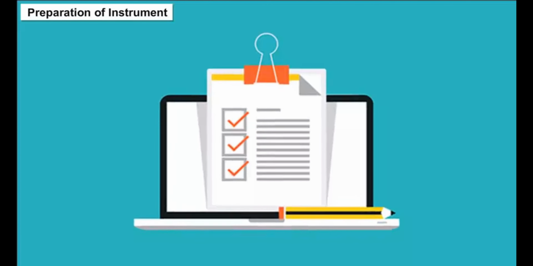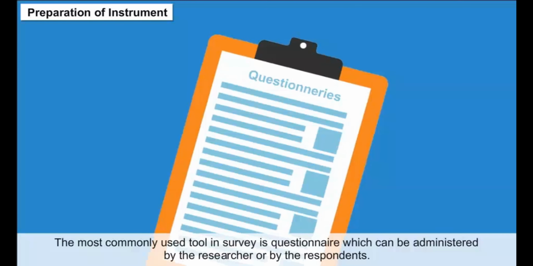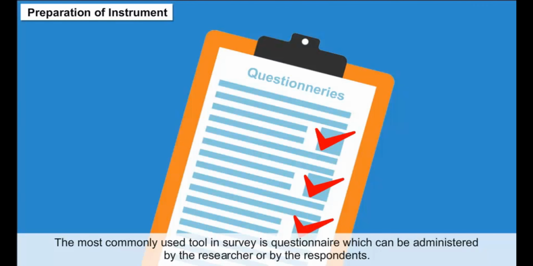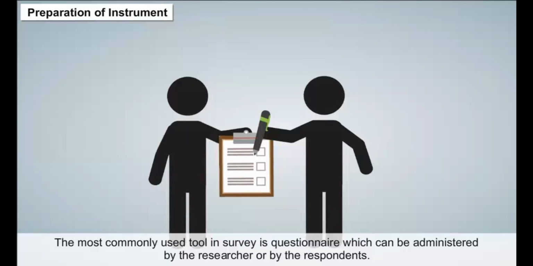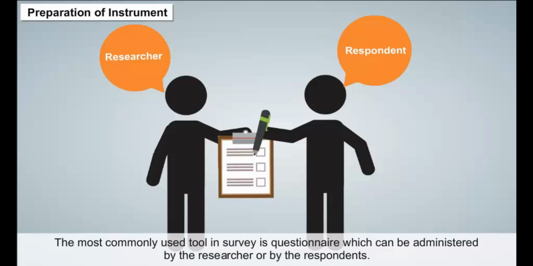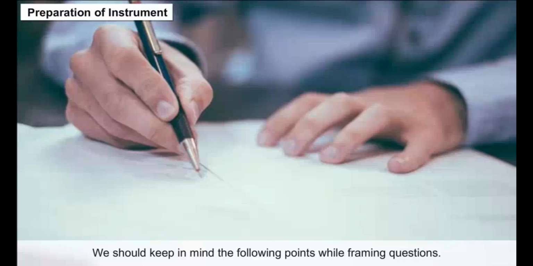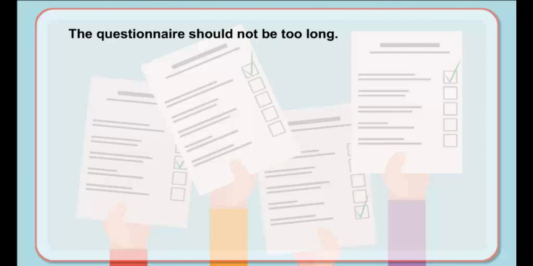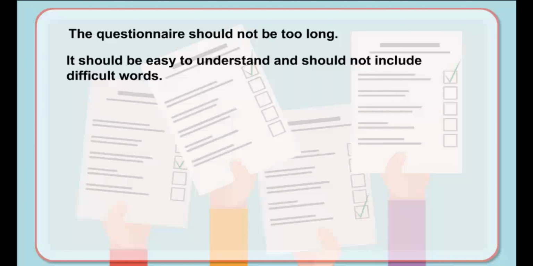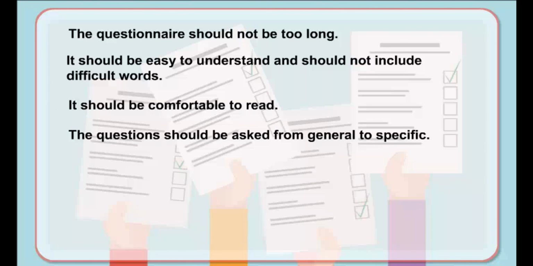Preparation of instrument. The most commonly used tool in a survey is a questionnaire, which can be administered by the researcher or by the respondents. We should keep in mind the following points while framing questions. The questionnaire should not be too long. It should be easy to understand and should not include difficult words. It should be comfortable to read. The questions should be asked from general to specific. The questions should be precise and clear.